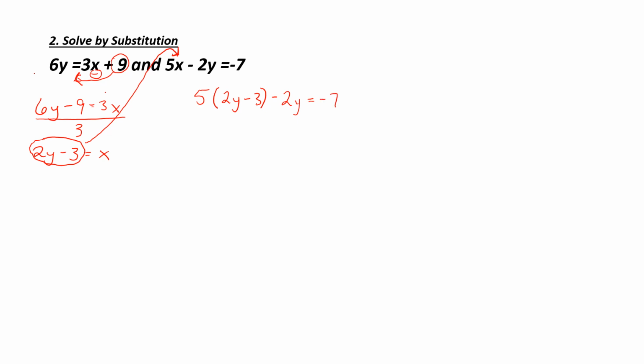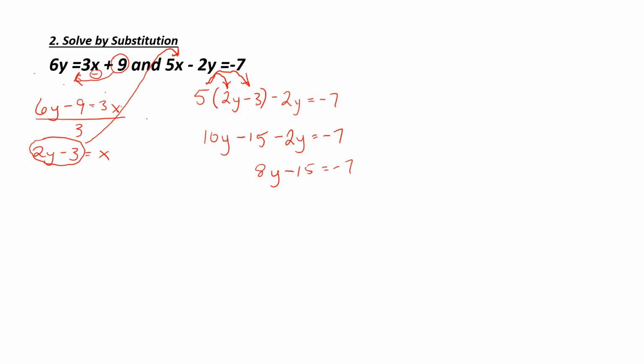Now, in order for me to combine my like terms, I need to get rid of the brackets. How do I get rid of the brackets? I multiply by 5. So 5 times 2y is 10y. 5 times minus 3 is minus 15. Minus 2y equals negative 7. Okay, at this point, I'm going to combine my like terms. 10y minus 2y is 8y. Minus 15 equals negative 7.